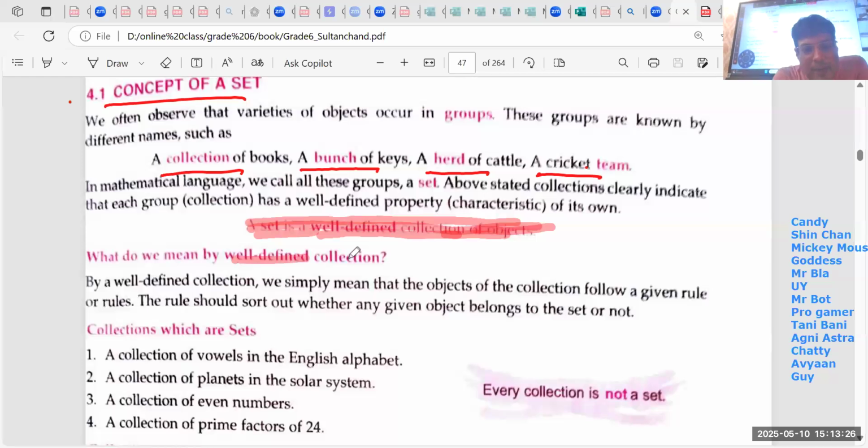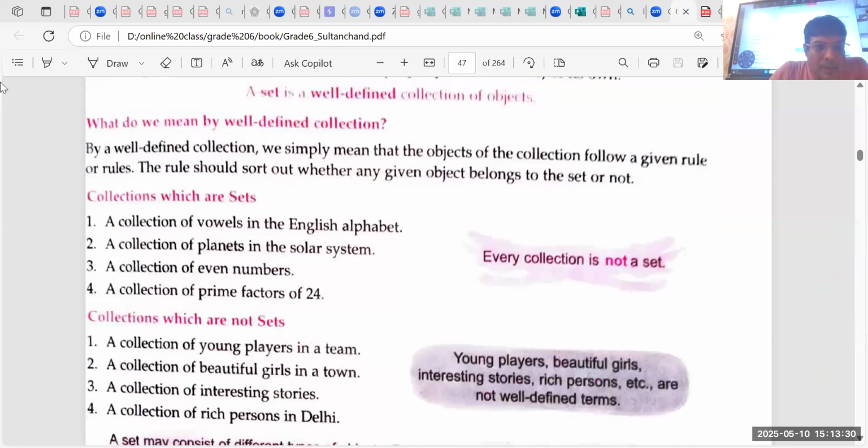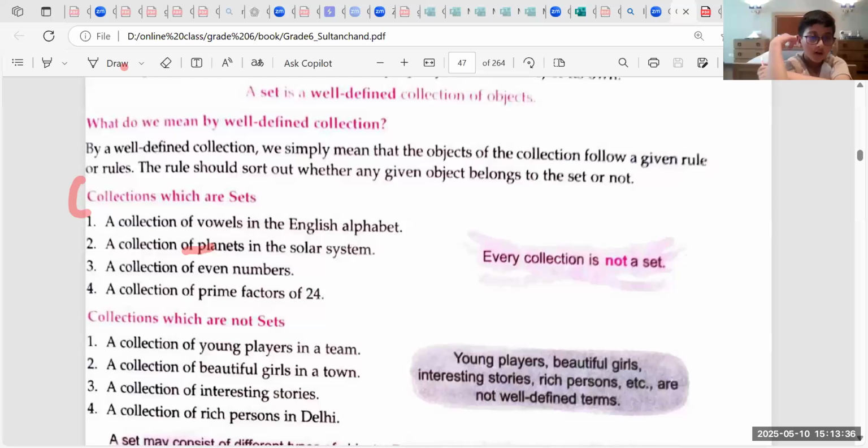So what do we mean by well-defined? For example, please read the collections which are sets. 1. A collection of words in the English alphabet. 2. A collection of planets in the solar system. 3. A collection of even numbers. 4. A collection of prime factors of 24.